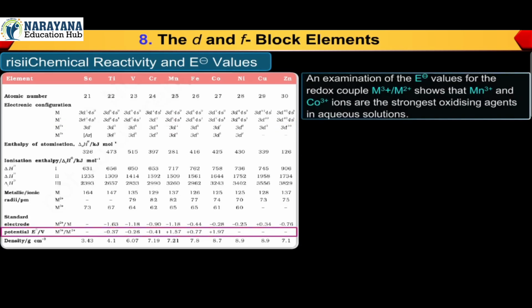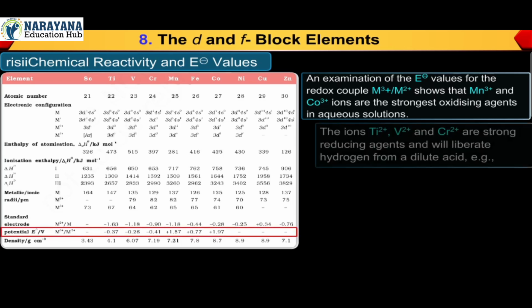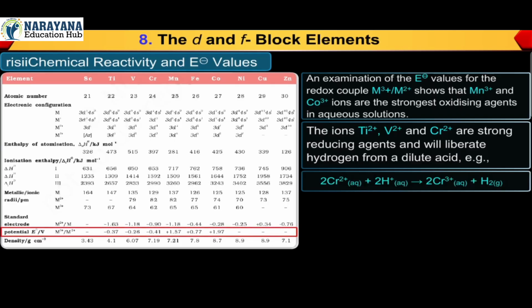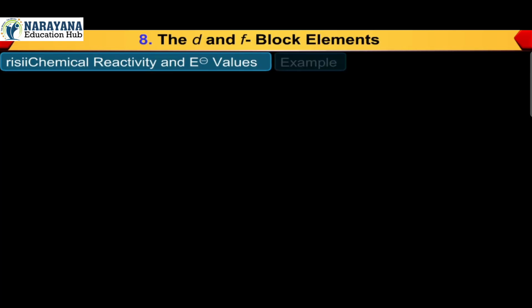An examination of E standard values for the redox couple M3+/M2+ shows that Mn3+ and Co3+ ions are the strongest oxidizing agents in aqueous solutions. The ions Ti2+, V2+, and Cr2+ are strong reducing agents and will liberate hydrogen from a dilute acid. For example, 2Cr2+ aqueous plus 2H+ aqueous gives 2Cr3+ aqueous plus H2 gas.